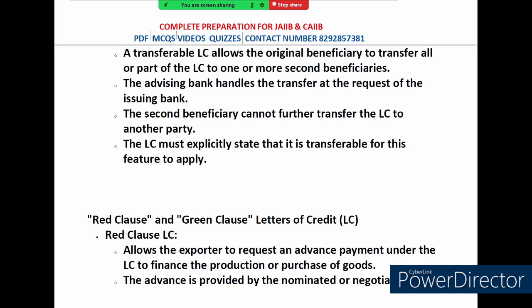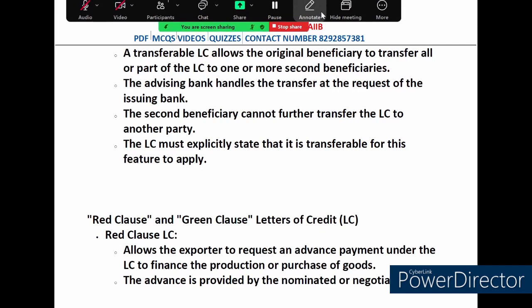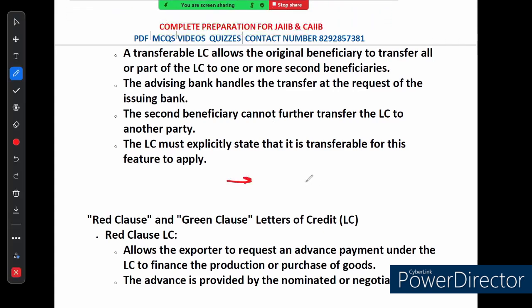It allows the original beneficiary, often a middleman or trading company, to transfer part or all of the credit to one or more secondary beneficiaries. Let me give you an example to make it more clear. For example, suppose a trading company is there. It might use a transferable LC to ensure payment to its supplier, right? So the first party is called the original beneficiary, and it allows the original beneficiary, who is often called a middleman or trading company, to transfer part or all of the credit to one or more secondary beneficiaries.